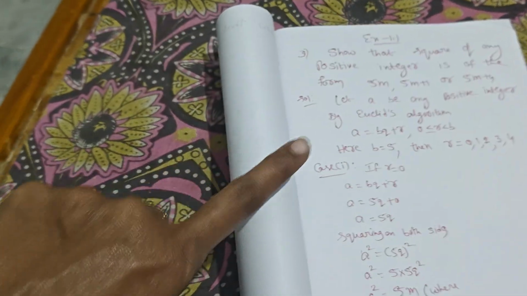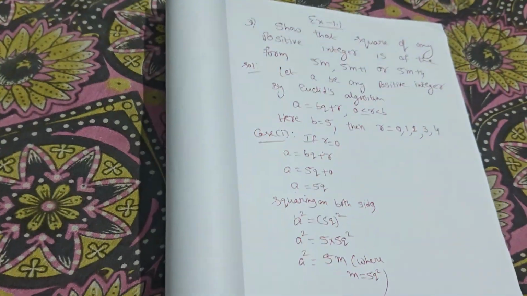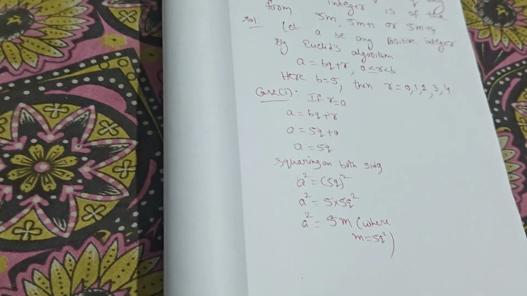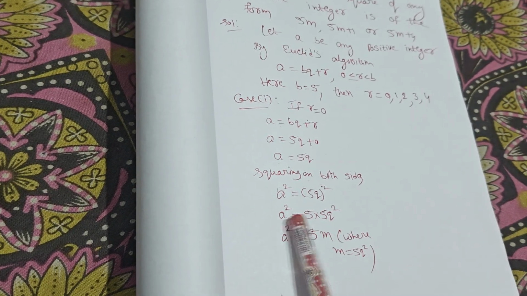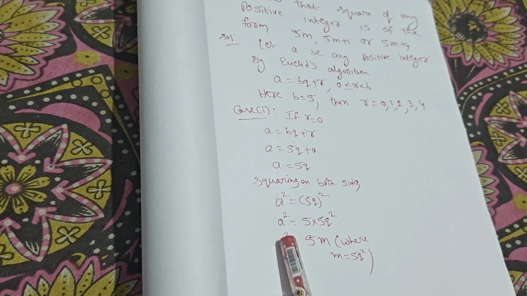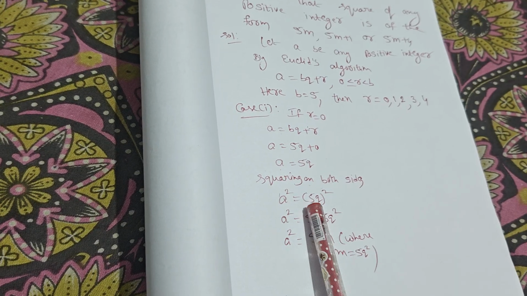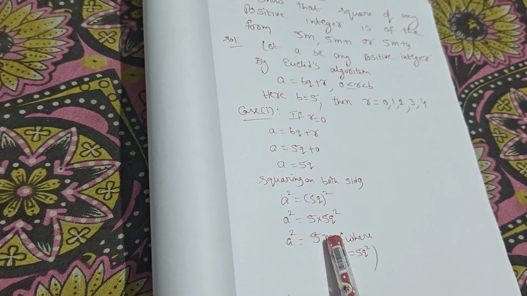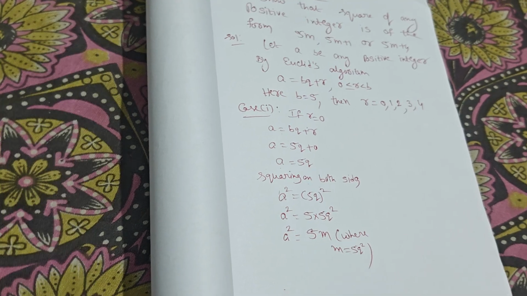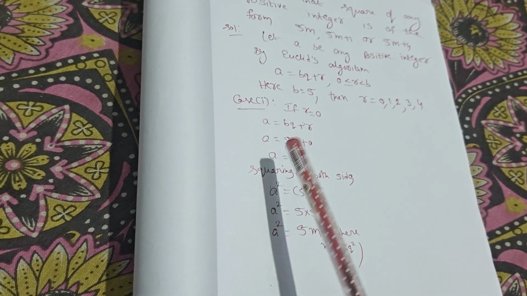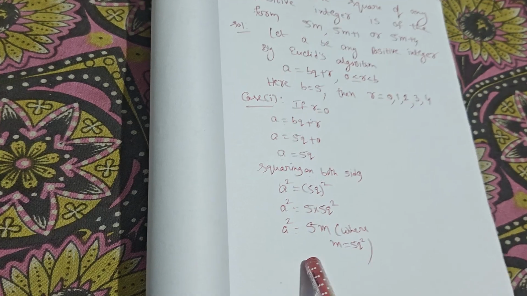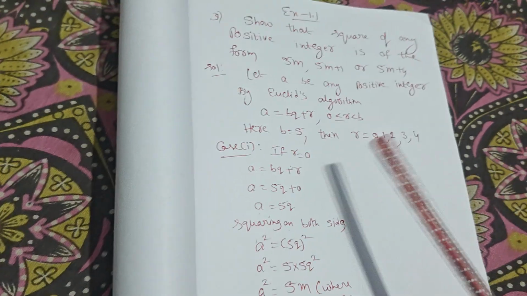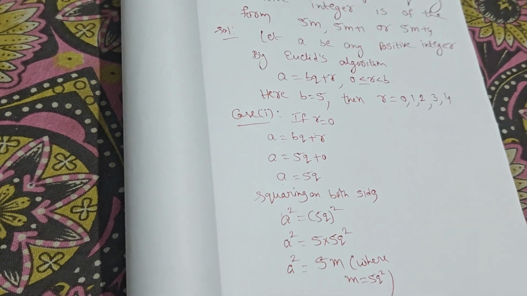So here if r equal to 0, if you do squaring on both sides, what will happen? a square equal to (5q) whole square, so a square equal to 5 square and q square, no? 5 into 5q square. Only 5 you take, the remaining you have to take as m. So here the square of a positive integer is of the form 5m. Still we have to get 5m plus 1 and 5m plus 4.